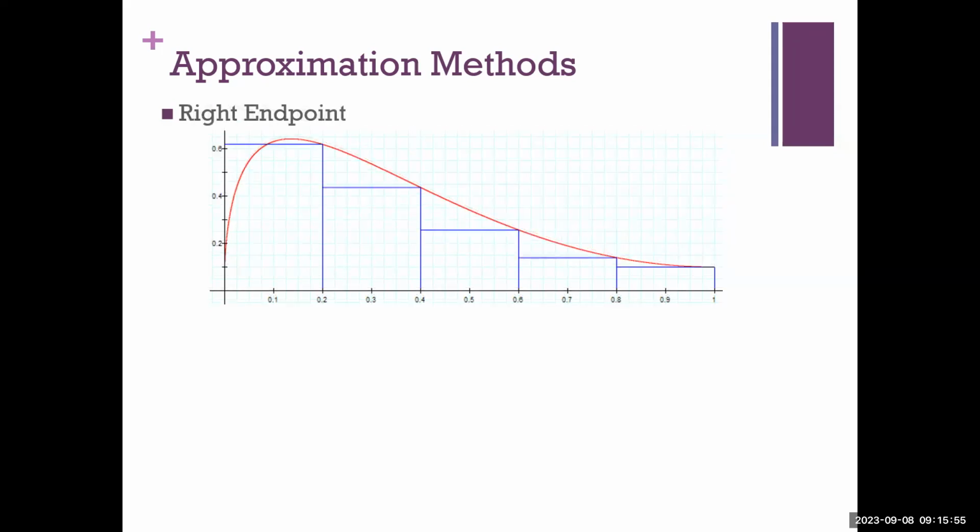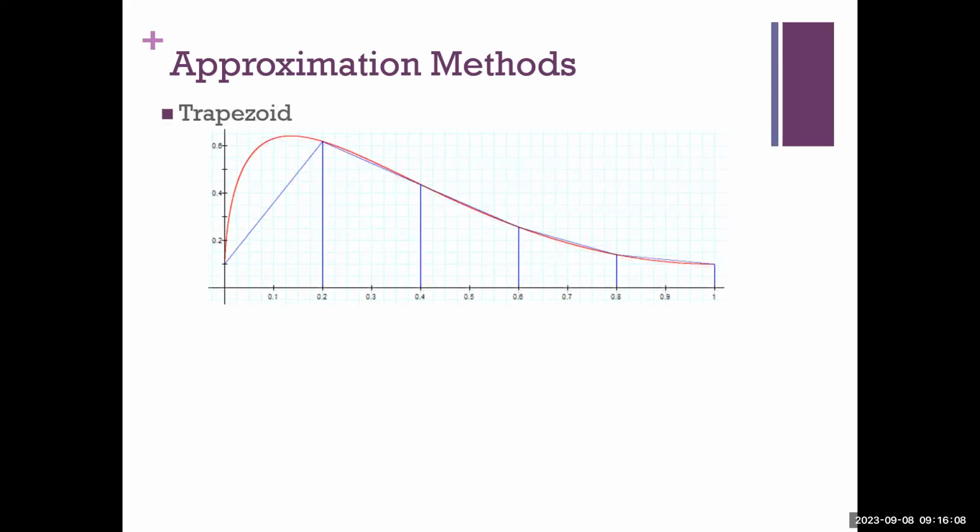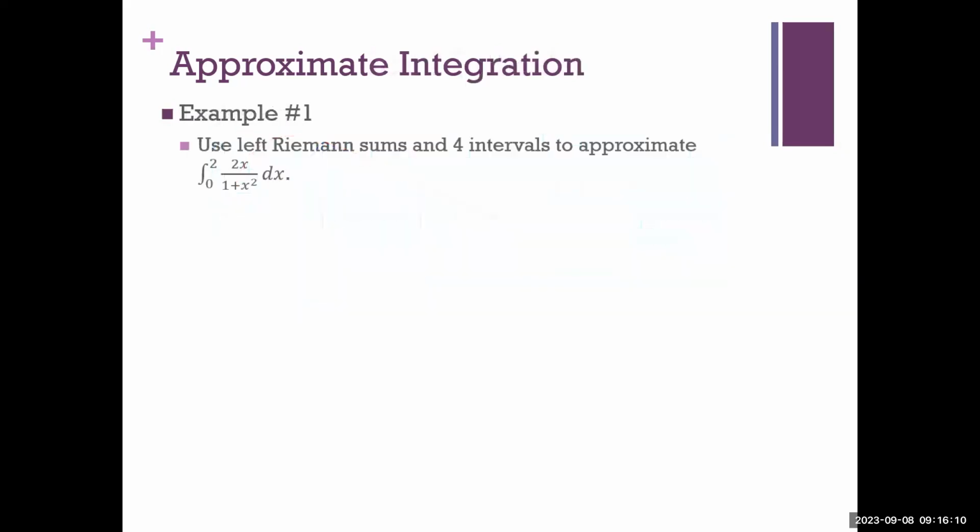Right endpoints, you can really choose anything in there. You can choose the highest point, lowest point, but as long as you make a choice in there. Midpoints as well. Trapezoid we talked about.